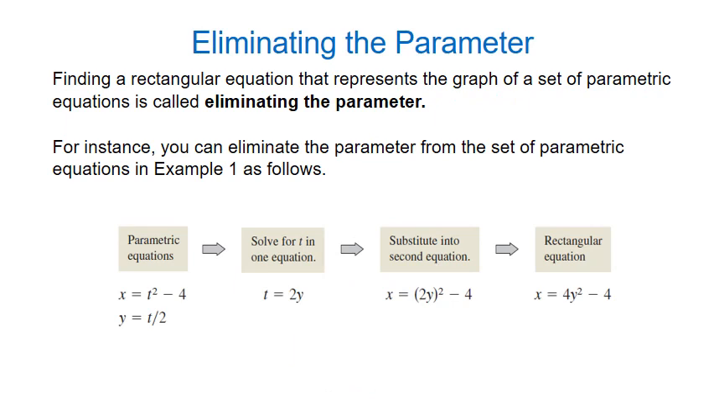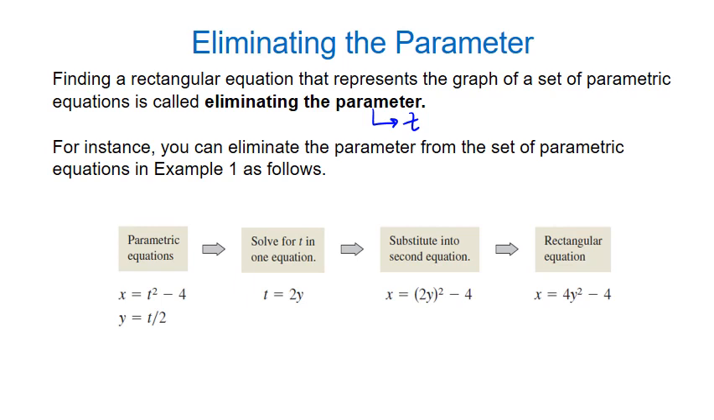Now, sometimes we want to do what is called eliminate the parameter. I told you before that the parameter is t. So if we're given a rectangular equation, sometimes we want a parameter in it. So we will take a rectangular equation and make it parametric. But sometimes we're given parametric equations and we want to convert those to rectangular. And the way we do that is we need to eliminate the parameter, which is t.